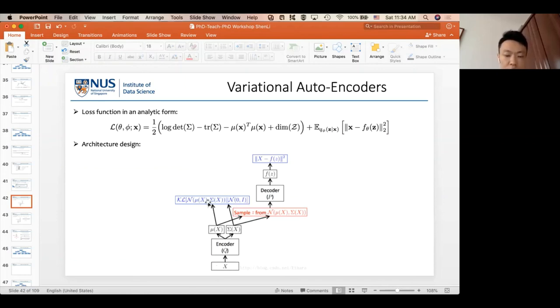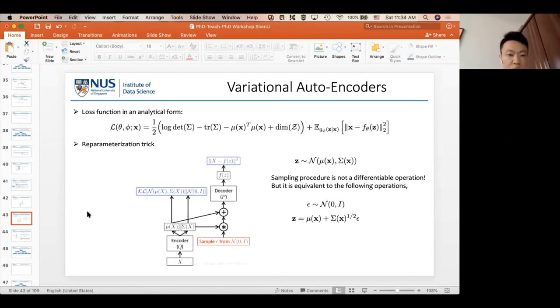This KL divergence is fine. You can ensure that it can be propagated back to the encoder at the very beginning. But here, when you draw a sample, you actually cut it out from the training route, okay?